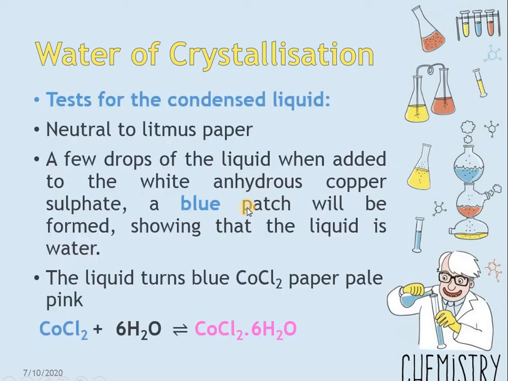Now the liquid you get can be tested by again adding the copper sulfate in the liquid. You can do this, or this liquid is neutral to the litmus paper. If a few drops of this liquid are added to the white anhydrous copper sulfate, you will get a blue patch. So you can show that the liquid is water. Also, this liquid turns blue cobalt chloride paper pale pink. So this proves that the liquid obtained in the previous experiment is water.